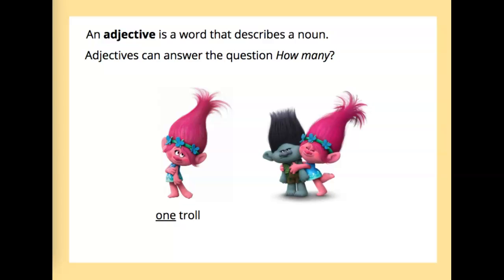Here we have two trolls. How many trolls? Two trolls. So the word two is the adjective that answers how many trolls there are. And also notice how we added an S. We added an S to the noun troll because there's more than one troll.